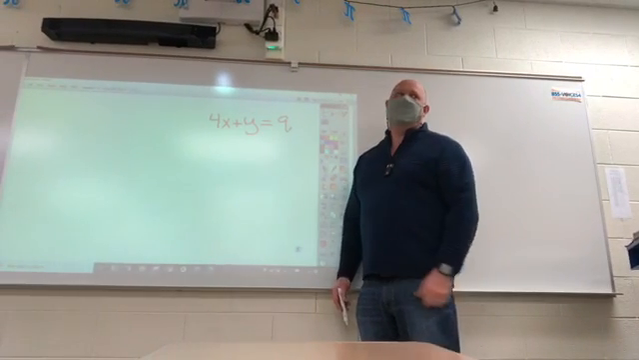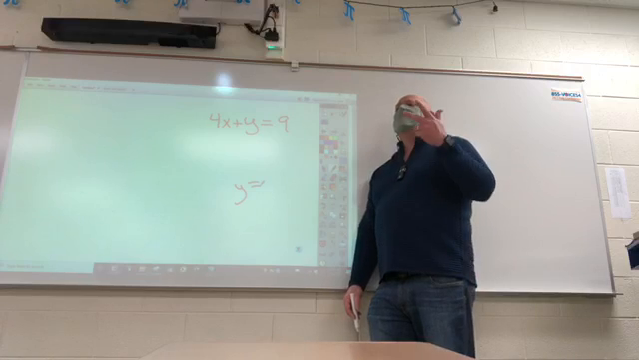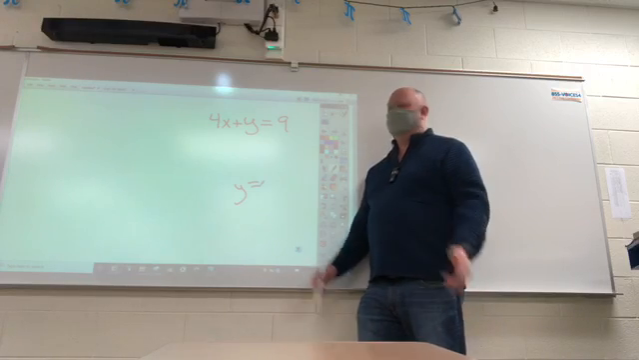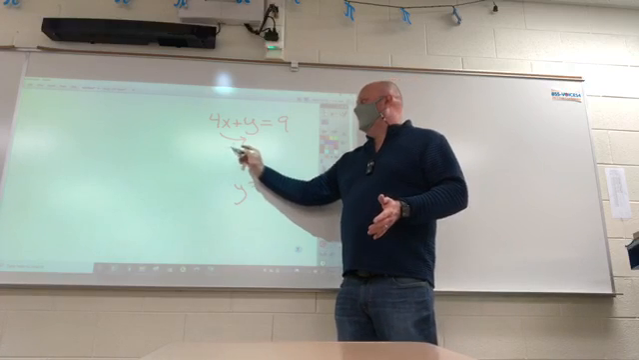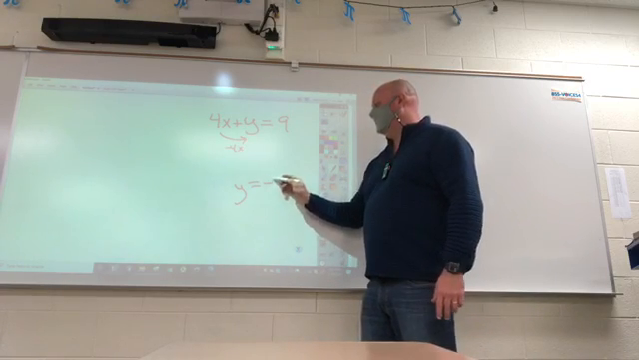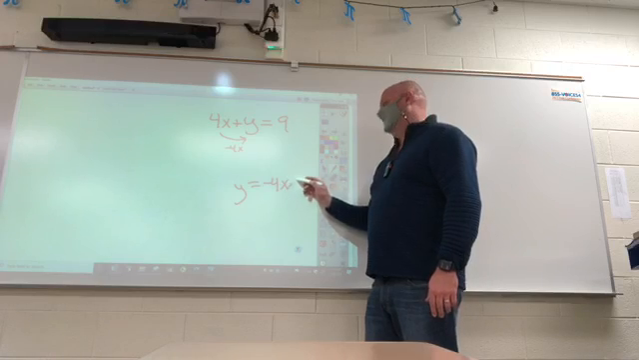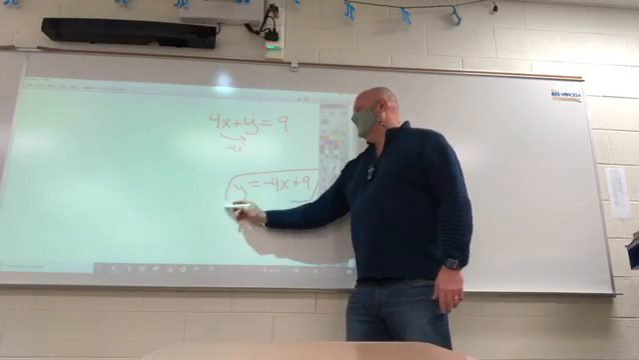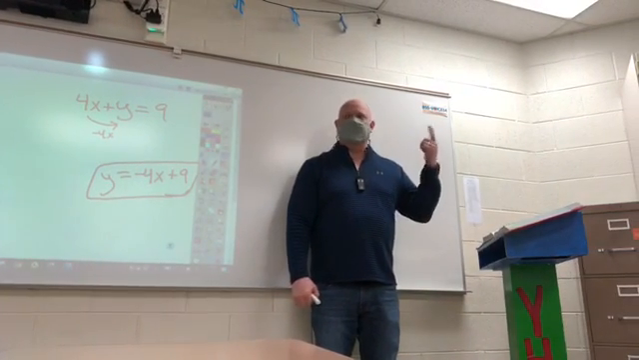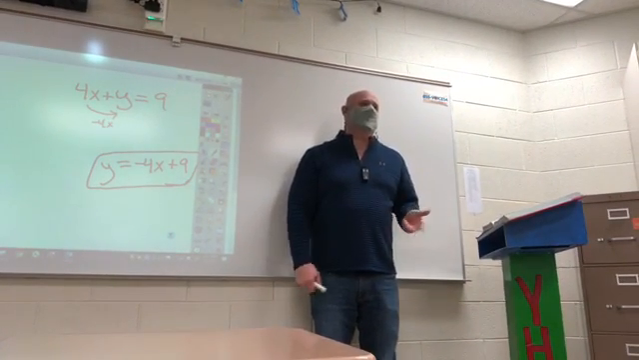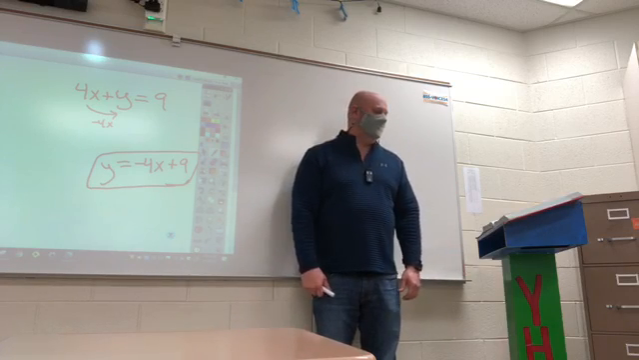What letter do I have to solve for? Y. I have to get this to say y equals. What's the only thing I have to move? The 4x. How do I move the 4x to the other side? You subtract it, so it becomes negative 4x. Am I moving the 9? I'm going to leave it alone. So what's my slope now? Negative 4, which means I go down 4 over 1. What's my y-intercept? 9. Start at 9, down 4 over 1.